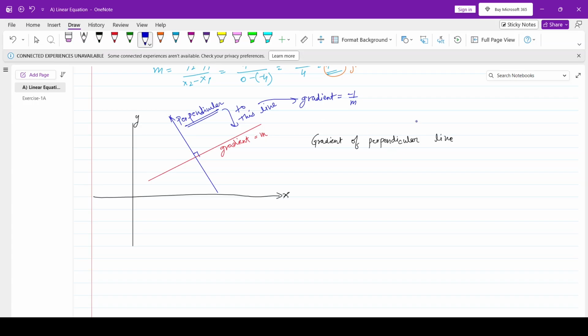Now by perpendicular, we mean a line at 90 degrees. So our initial line was this red line, and this perpendicular is at 90 degrees to this initial line. That's why we're calling it a perpendicular line, and the gradient of this perpendicular line is -1 divided by m, where m is the gradient of the original line.